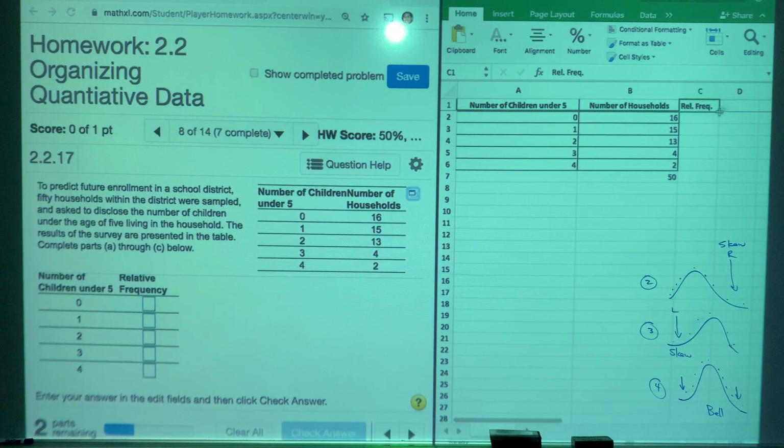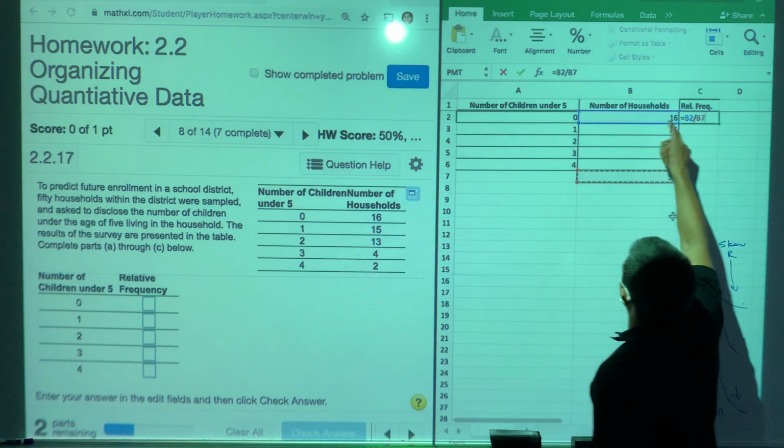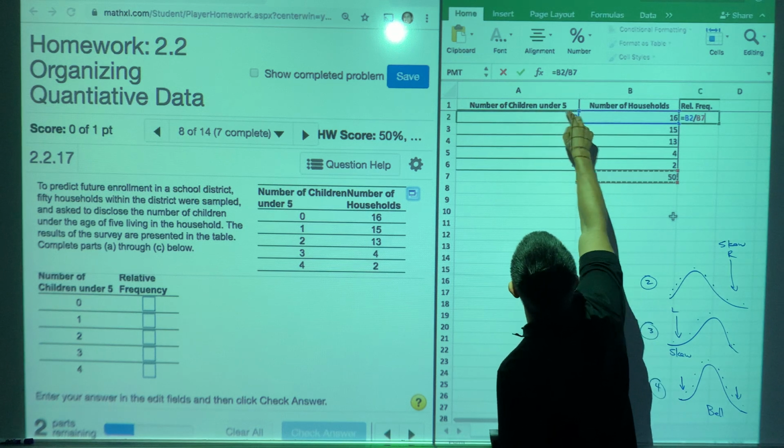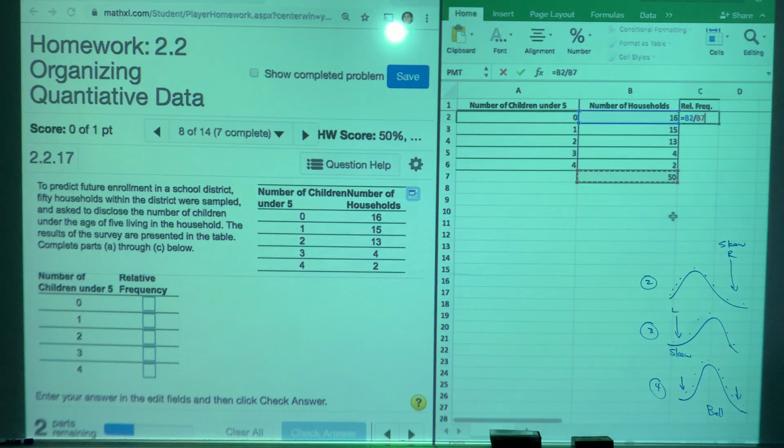How do we do the relative frequency? Well, the relative frequency is the ratio of the frequency to the total number of items, total number of people sampled in our study. So the relative frequency of 0 number of children under the age of 5 is 16 out of the 50 total family households that were sampled. So there's that, and I can do that for all of the others. You guys with me so far? Anybody got any questions? Please ask.